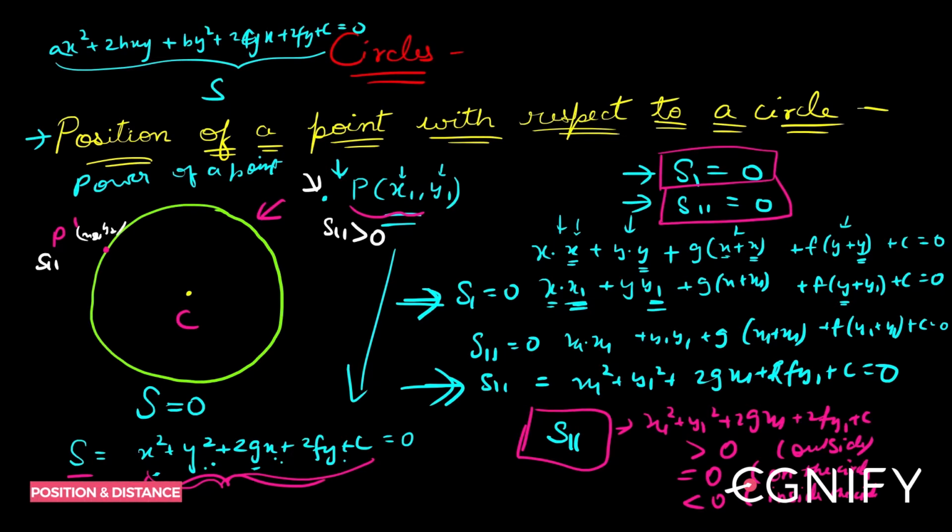So what will be the x1? I'll put the coordinates in the equation of the circle and I'll get it equal to 0. Why? Because it's on the circle, right? So S11 for this point is equal to 0.